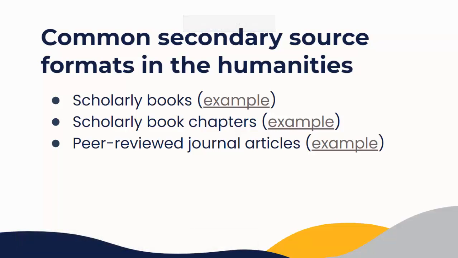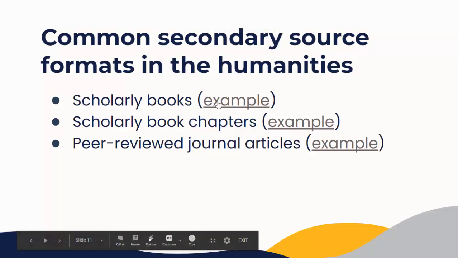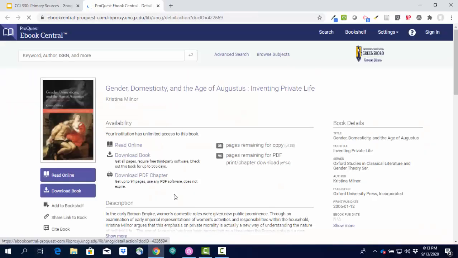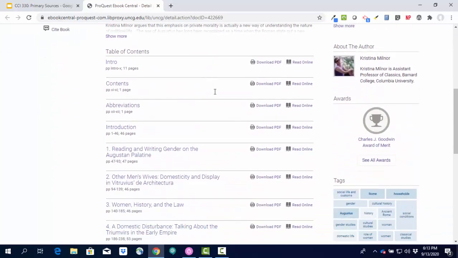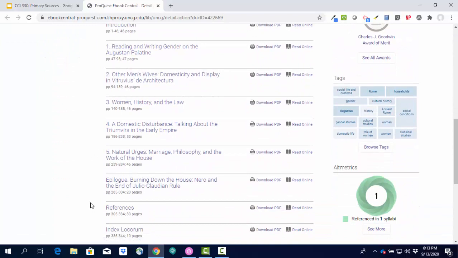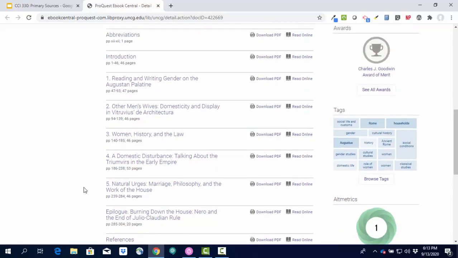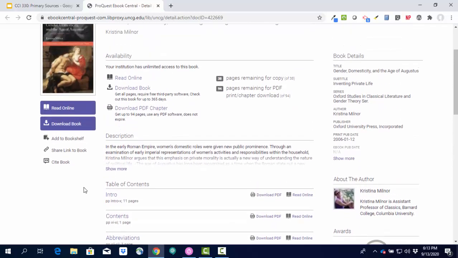Common secondary source formats in the humanities include scholarly books. For example, we have a monograph here, which is the term we use when we have a book on a single subject. It's often written by a single author, but it can be written by more than one. In this case, Christina Milner is our author. If we scroll through here, this entire book was written by Christina Milner. Each chapter is written by her. We don't see any indication of other contributors. And so this is probably the kind of text that's meant to be read as a single narrative.